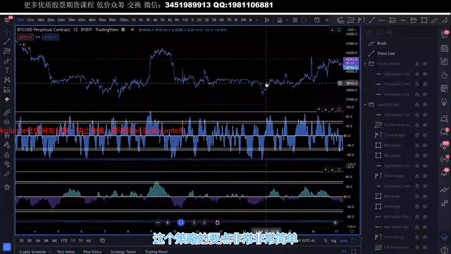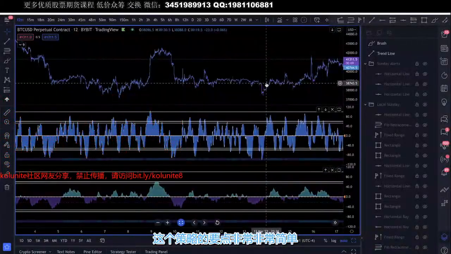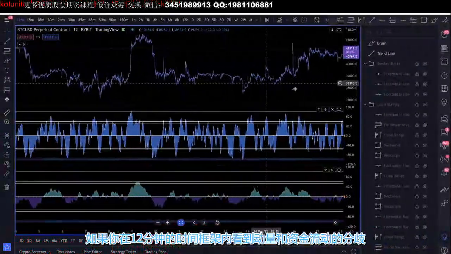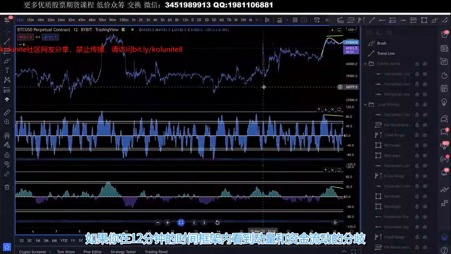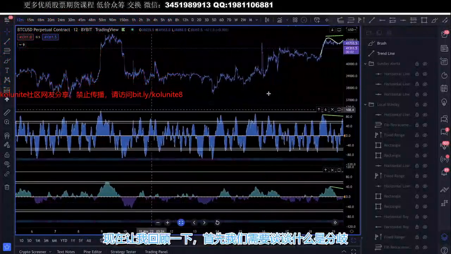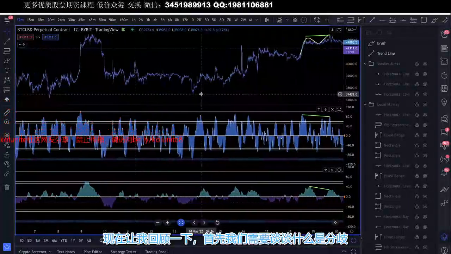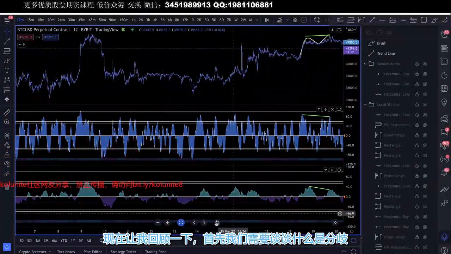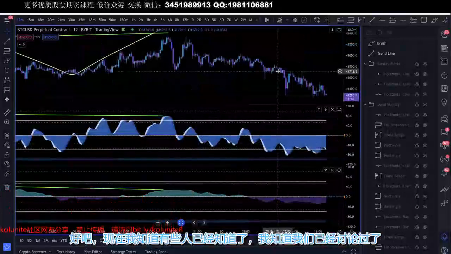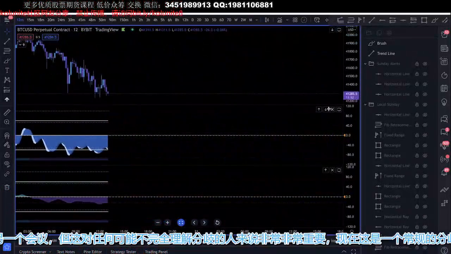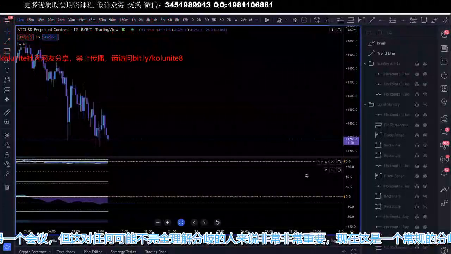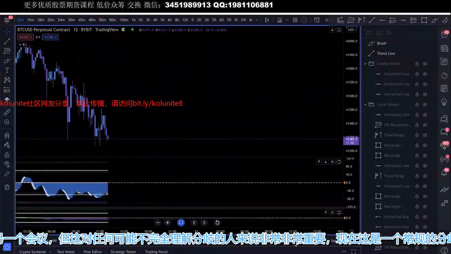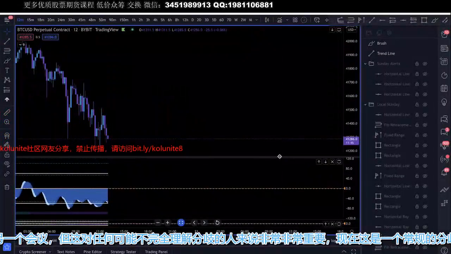Now, the gist of this strategy is very, very simple. If you see on the 12-minute time frame a divergence with momentum and money flow, you enter the trade. Now, first of all, we need to talk about what a divergence is. I know some people already know this, and I know we've gone over this in other sessions, but this is very, very important for anybody who might not understand fully what a divergence is.